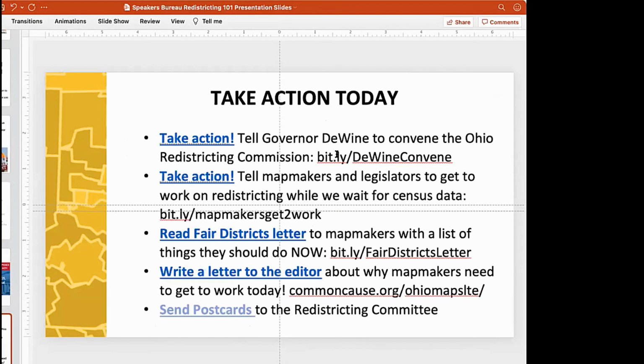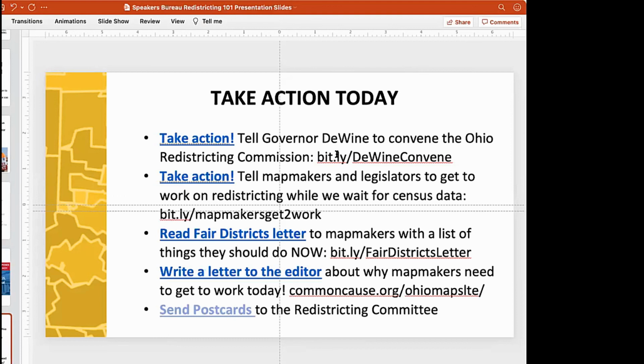What we can do, though, as individual citizens, is take action. You can get in touch with Governor DeWine, and I have put a lot of links into the chat box. If you want to participate in this process, copy those links and put them in a document you can save and refer to later, because just putting them in the PowerPoint is not going to be helpful to you. You can urge Governor DeWine to convene the Redistricting Commission.